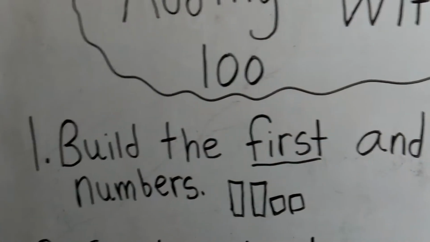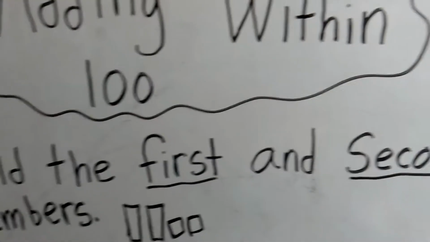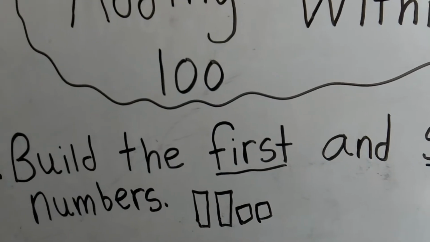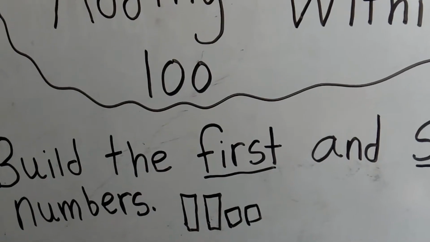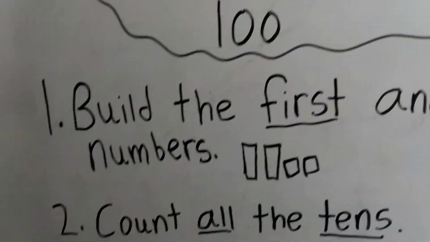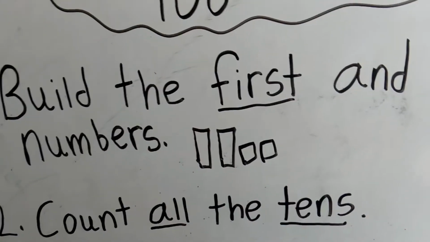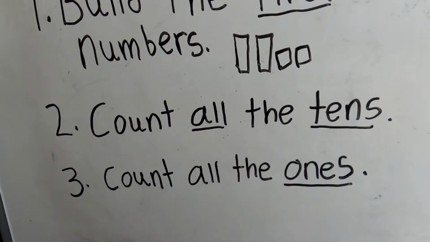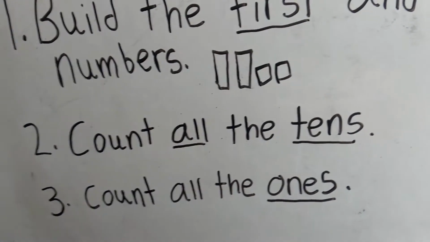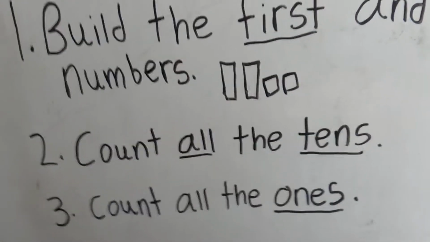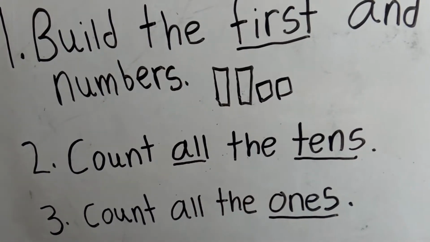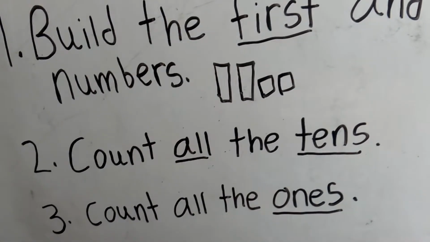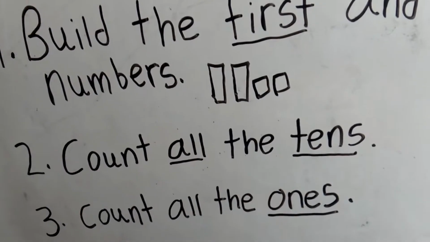The first step is we need to build the first and second numbers using our 10 sticks and ones units. The second step is we need to count all the tens. And finally, step 3 is we need to count all the ones. By completing steps 2 and 3 of counting all the tens and ones, we can find the solution, or the sum, to our number sentence.